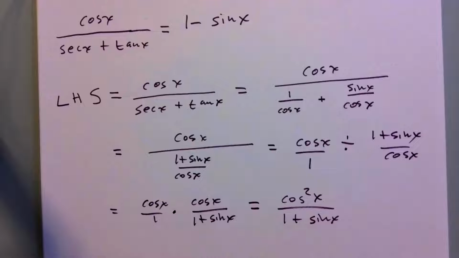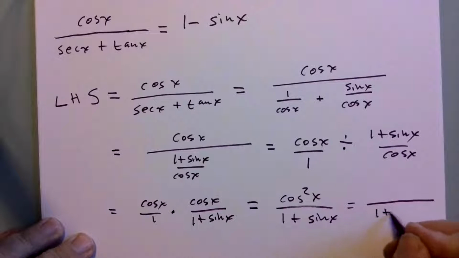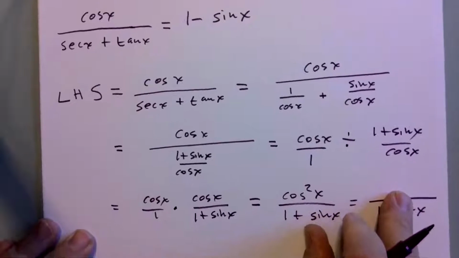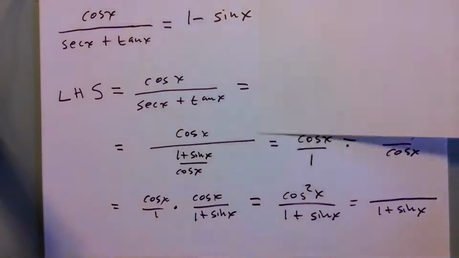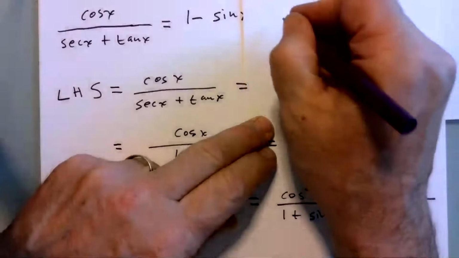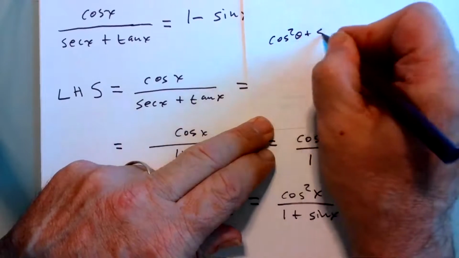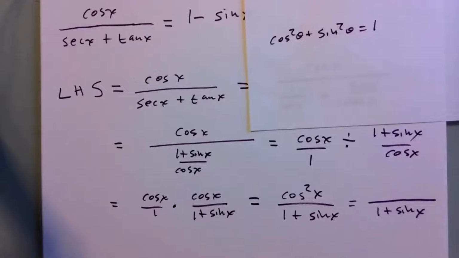Now we have to do a little bit of analysis. Upstairs I have cosine squared x. I want to rewrite cosine squared x as something else. So I'm leaving the bottom as 1 plus sine x, but I want to rewrite cosine squared in another way if I can. And I'm going to do that by taking a look at the Pythagorean identity. So what do we know about the Pythagorean identity? Cos squared theta plus sine squared theta is 1, right? That's our most important identity.